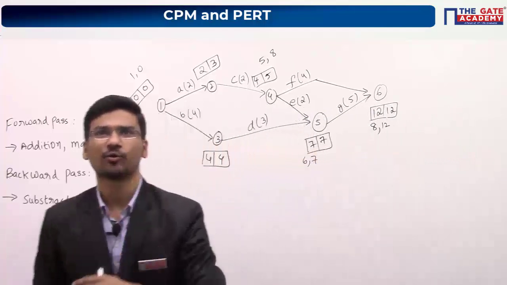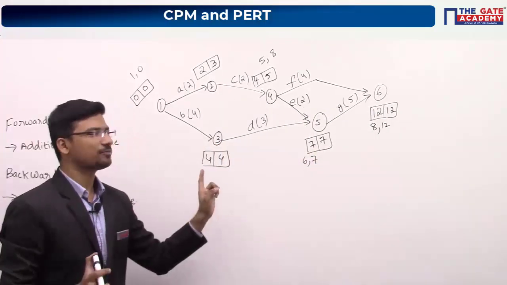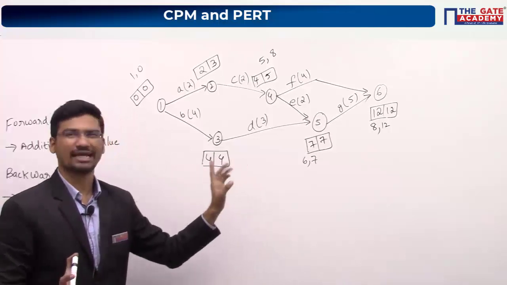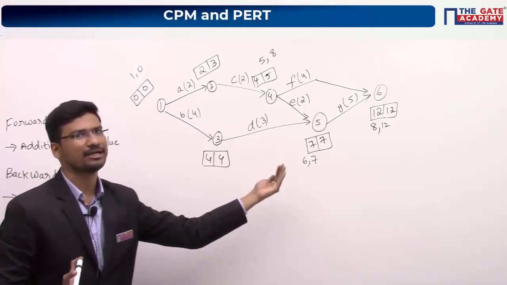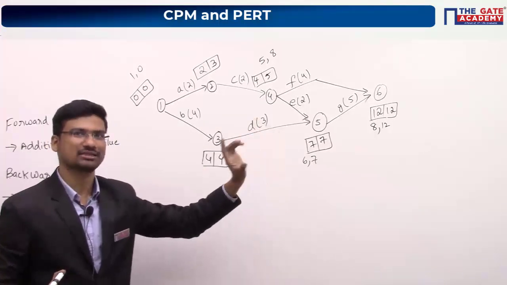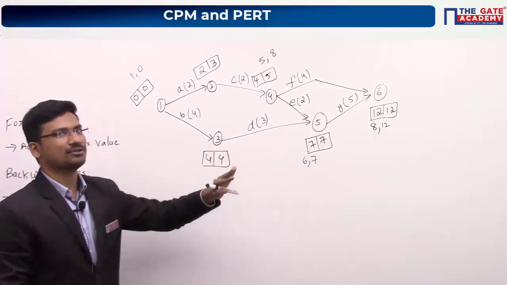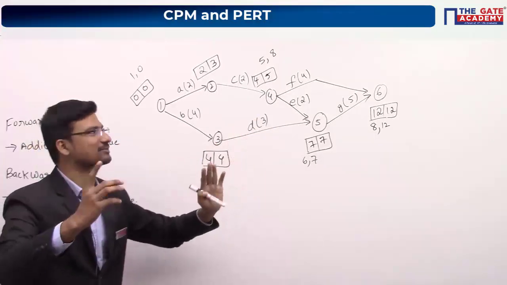Someone is asking a doubt, why minimum value? That you have to check. For the forward pass rule, maybe you have understood why we are taking maximum value, because we have to complete all the activities at that particular node. That's why we are taking maximum value. So why we are taking minimum value, that you have to check. I mean, it is very difficult to explain over here.